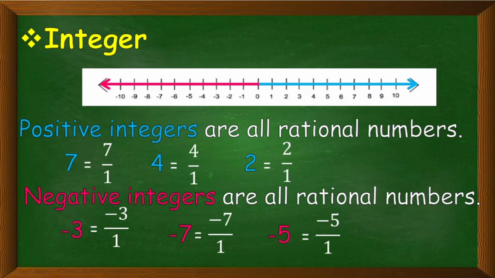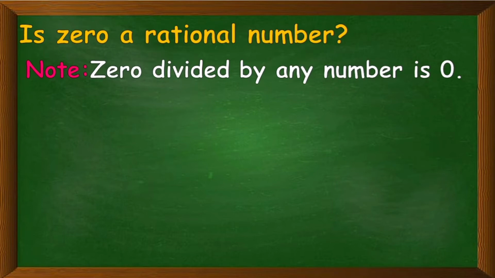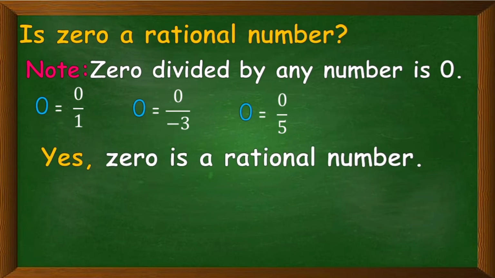are all integers. But is 0 a rational number? Remember, 0 divided by any number is 0. For example, we have 0 over 1, 0 over negative 3, and 0 over 5. Again, our numerators here are all 0, but the denominators are all integers, making this a rational number. Since 0 is a rational number and 1 is also an integer.